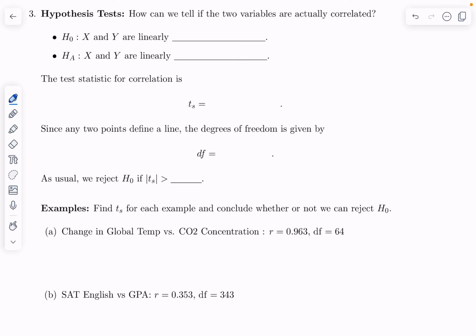Our next question is, how can we tell if two variables are actually correlated? And we will do this by running a hypothesis test. So our hypothesis test has a null hypothesis where x and y are linearly uncorrelated. If there is no correlation between the two variables, then that is an uninteresting result. And then our alternative is that x and y are going to be linearly correlated.